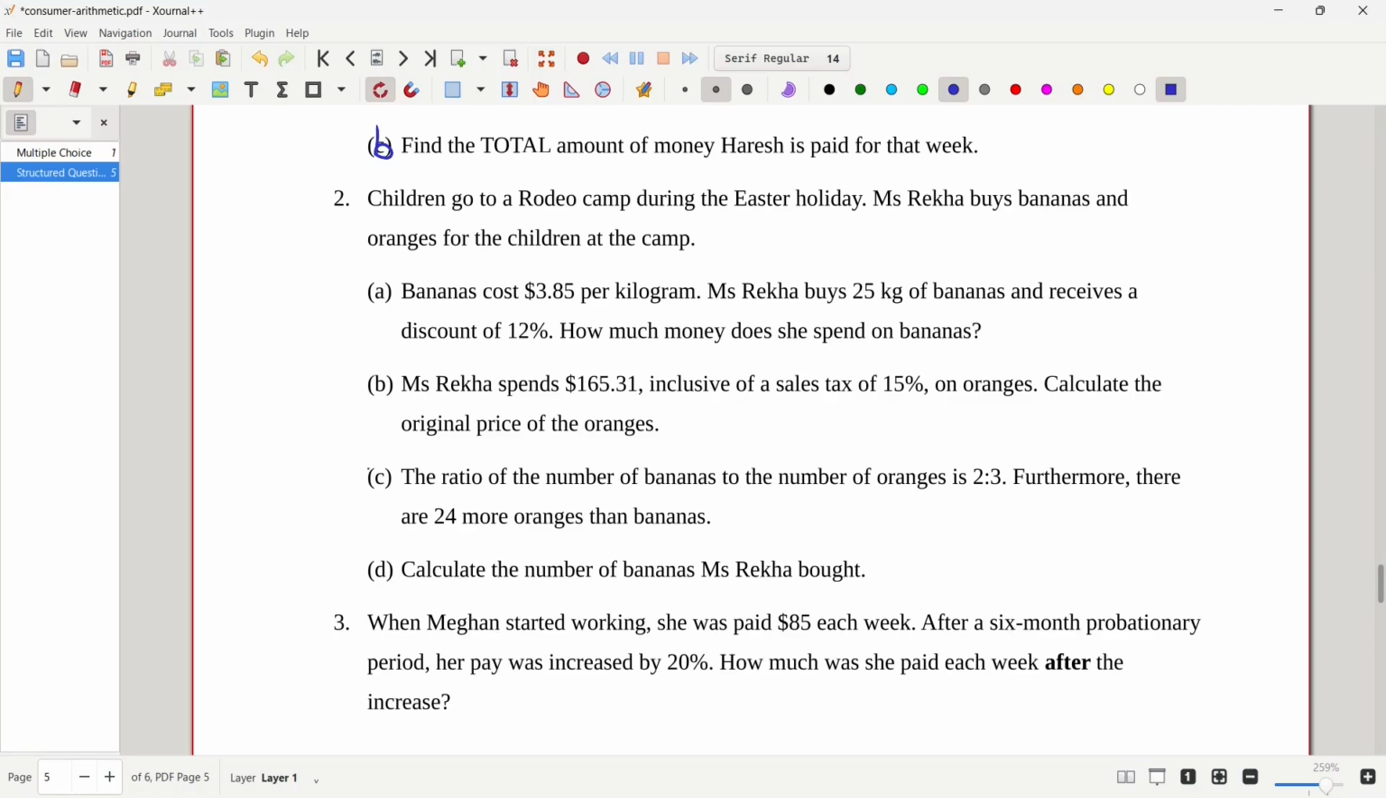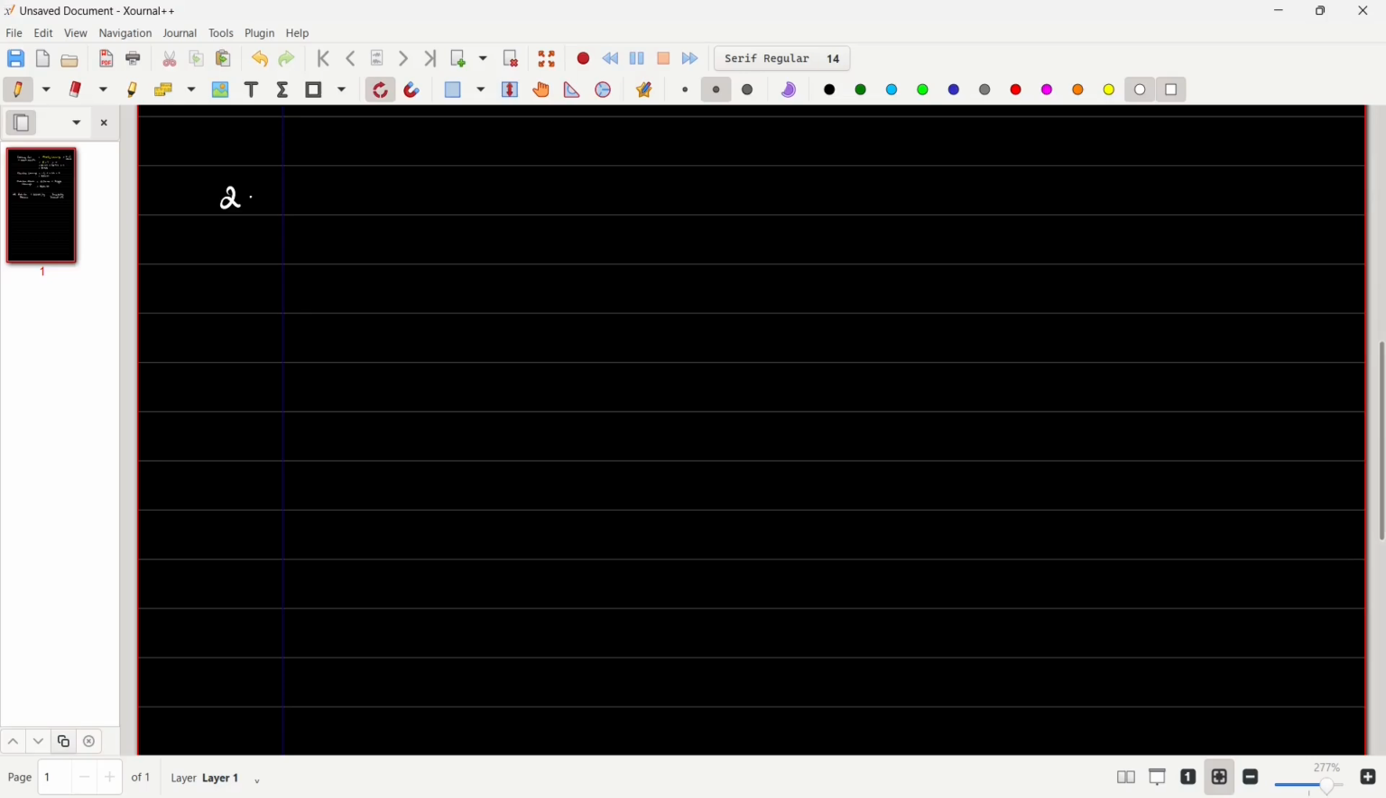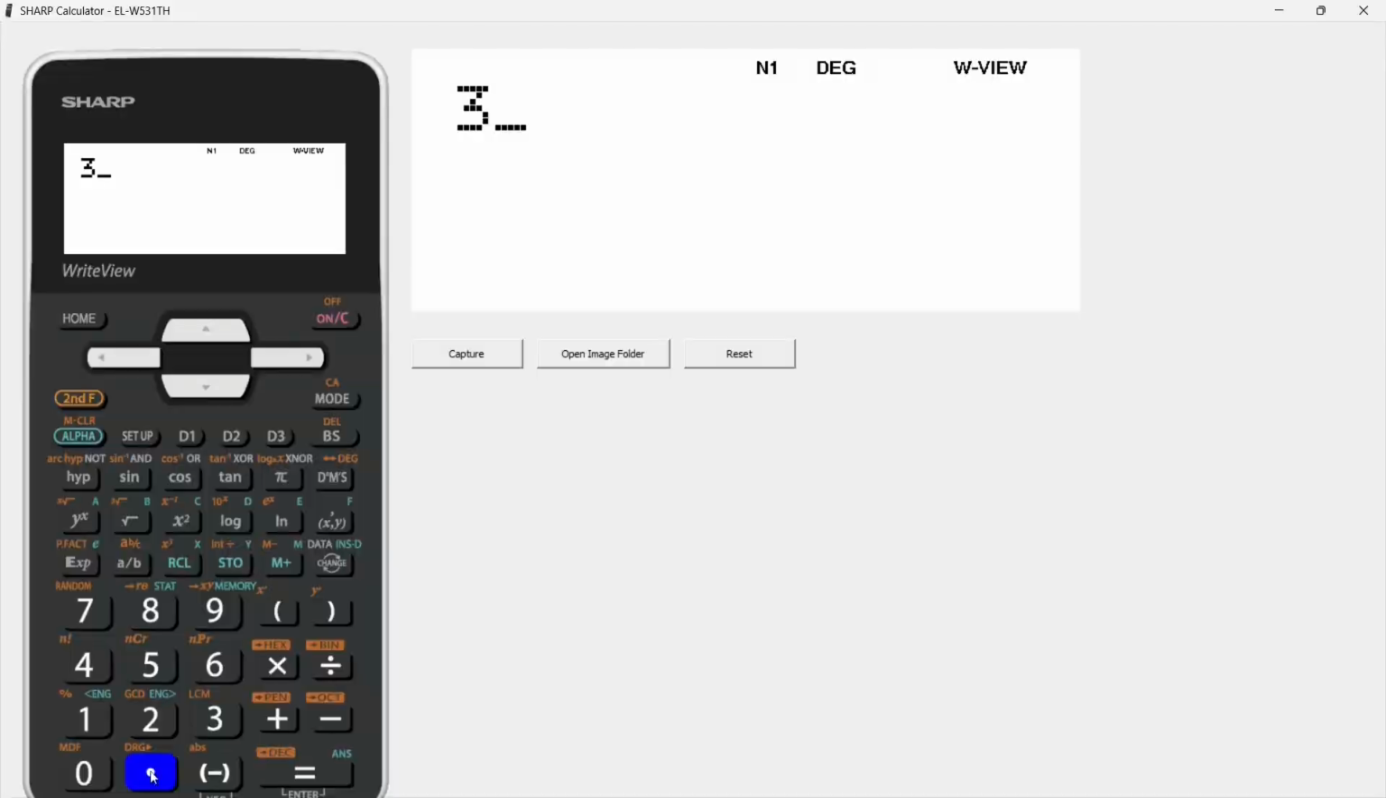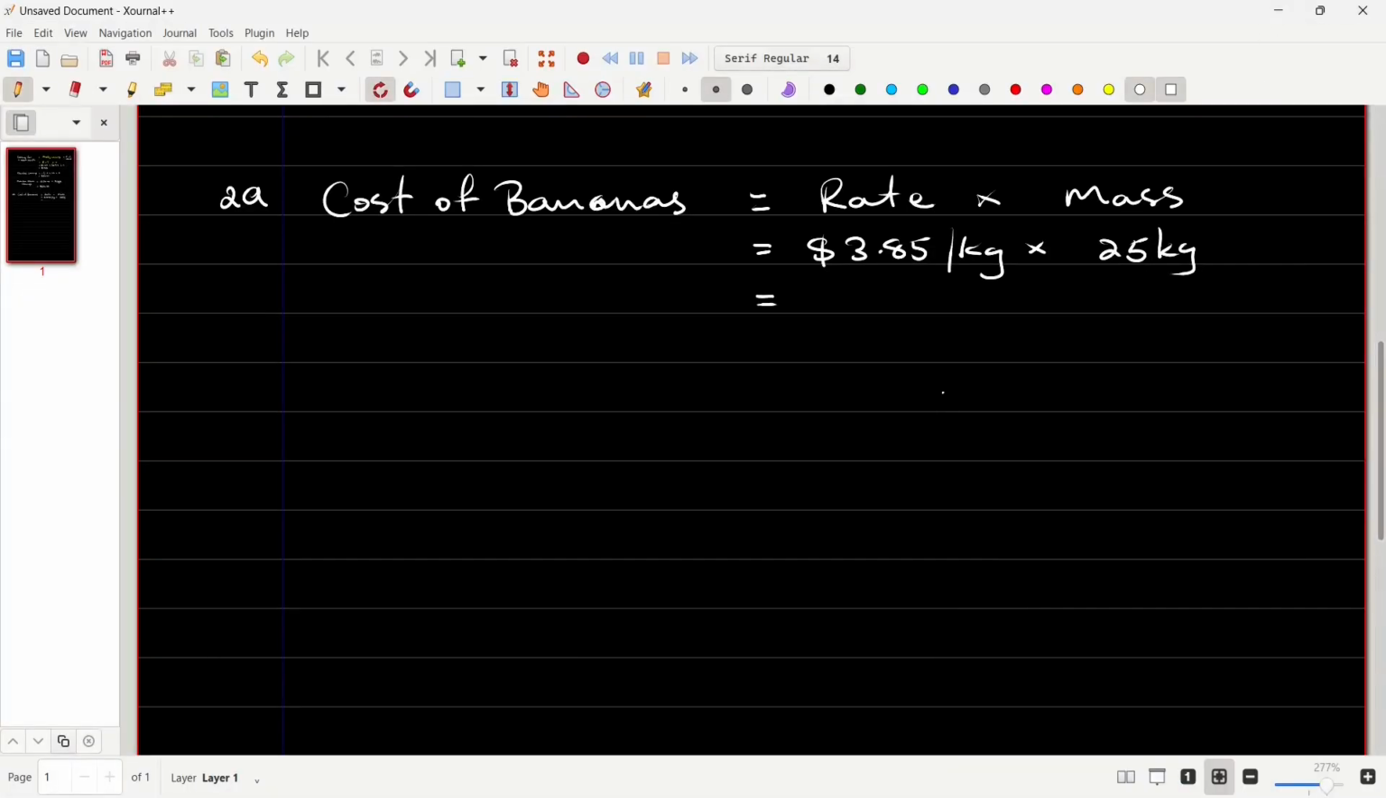Now, going through this, I just realized that this here is also a question that has information. So this here is supposed to be C. All right, let's try and see if we can solve this. First thing we want to do is find out the cost of the bananas without the discount. So I'm going to say cost of bananas would be equal to the rate times the mass. She is spending $3.85 per kilogram and she's buying 25 kilograms. That means she is going to spend 96.25.